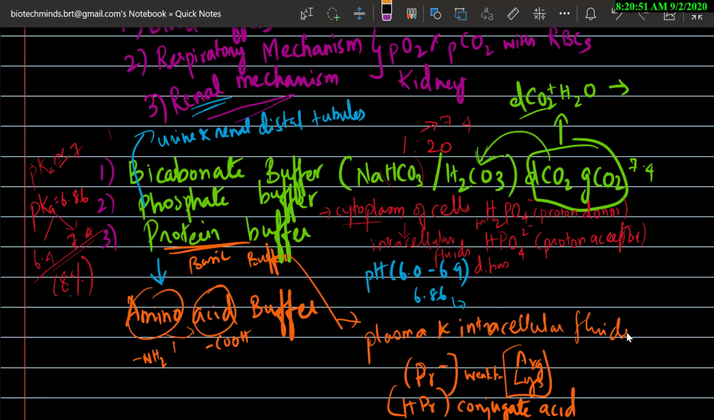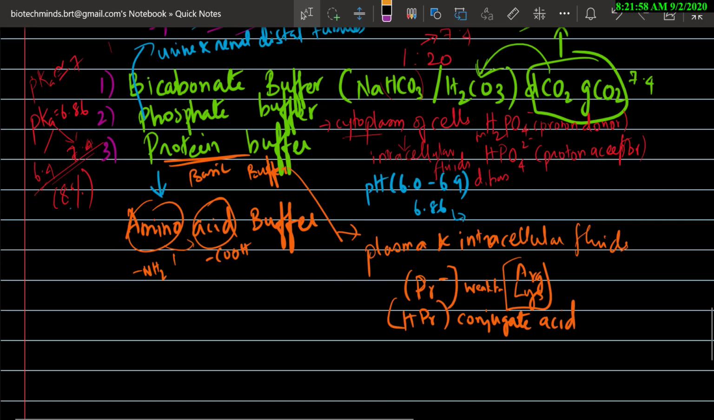It is not a single protein; it contains many amino acids. Those amino acids are represented as PR minus, the weak base, and HPR, the conjugate acid. We could not name a single amino acid and call it a protein buffer. It consists of several amino acids, so generally we say PR minus is the weak base and HPR the conjugate acid. This is the example of protein buffer systems, and the amino acid buffer we are going to study in detail under proteins and amino acids, so here we don't need to bother about that.